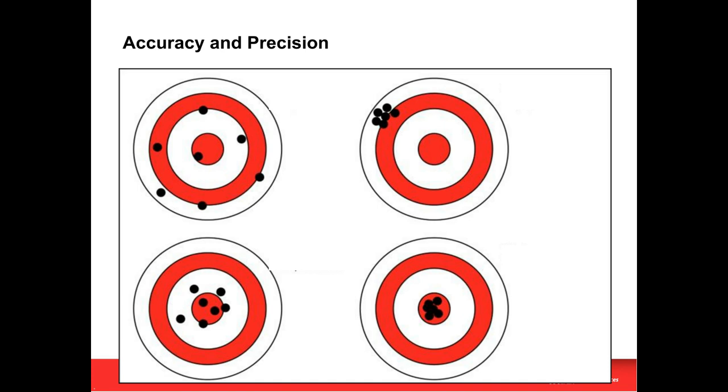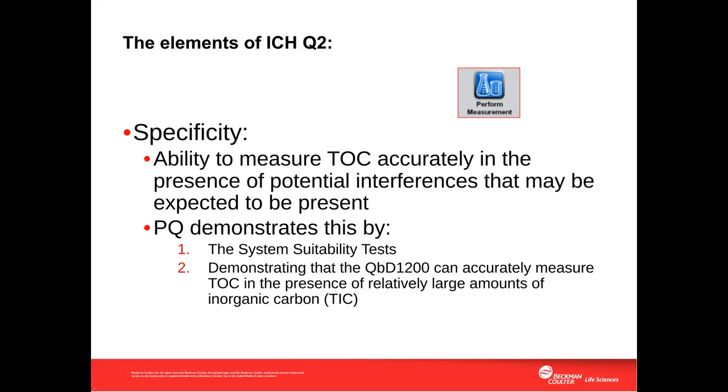Now, the third dartboard shows relatively good accuracy with the results clustered around the bullseye, but the precision or repeatability of the testing is poor, as the results are not consistent. And finally, the fourth dartboard shows us what both good accuracy and high precision combined together looks like, with the results repeatable and on target.